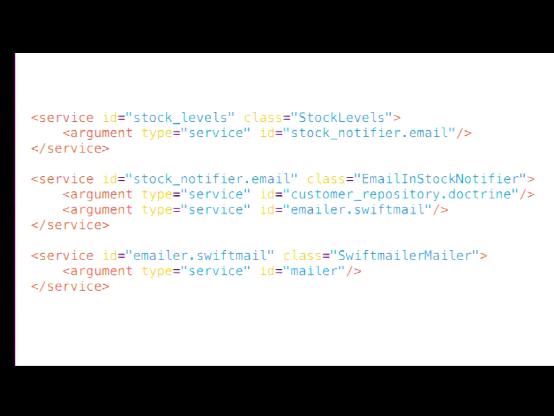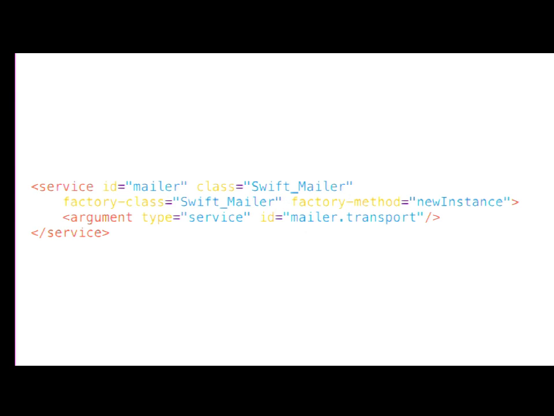We will find, though, if we remember, that to create a Swift mailer instance, which wasn't code we wrote, it's from the library, we did that through a static method called new instance and passed it a transport. We can still do this with the service container, so it gets slightly more complicated. As well as the class, we can have a factory class of SwiftMailer and a factory method of new instance. So now the container will know that instead of calling new to create one of these objects, it will use SwiftMailer new instance to create it.